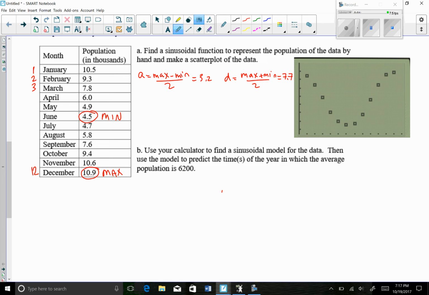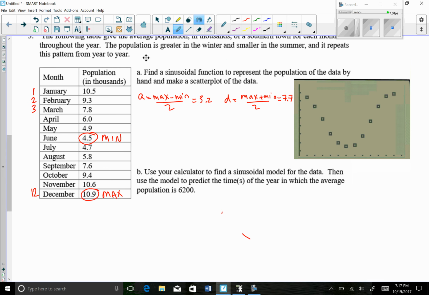And then the next part we need to come up with, for a sinusoidal function, is to figure out what the b value is, and if we have a phase shift, because recall we have y is equal to a times the sine or cosine. I'm going to do cosine. And then b times x minus c plus d. So we have our a and our d. We need to find our b and our c.